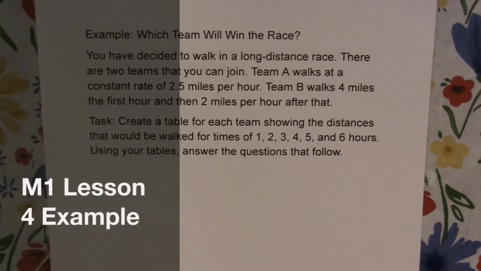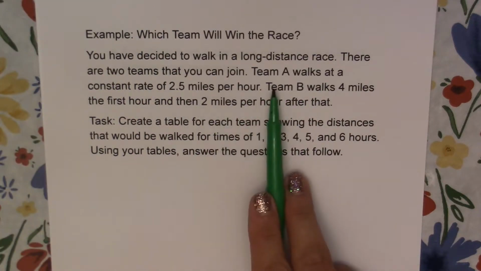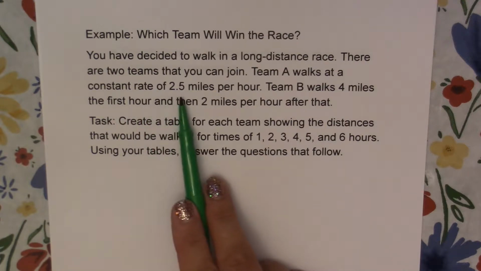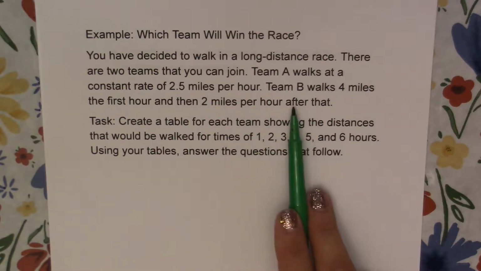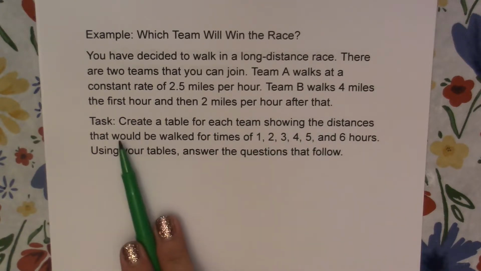All right, example 1. Which team will win the race? You have decided to walk in a long distance race. There are 2 teams that you can join. Team A walks at a constant rate of 2.5 miles per hour. Team B walks 4 miles the first hour and then 2 miles per hour after that.